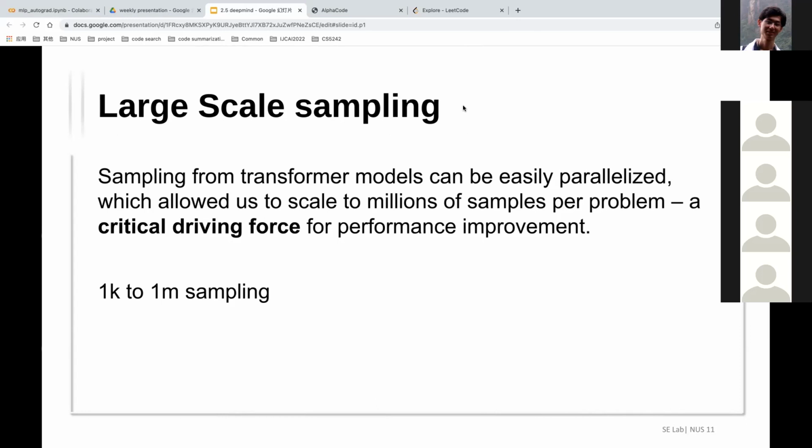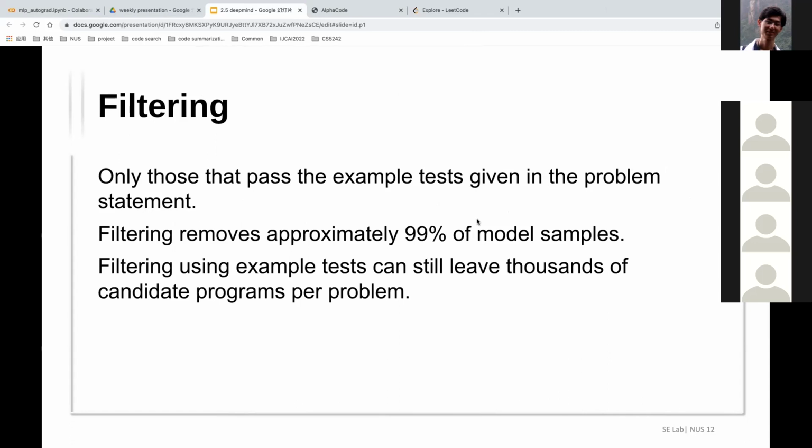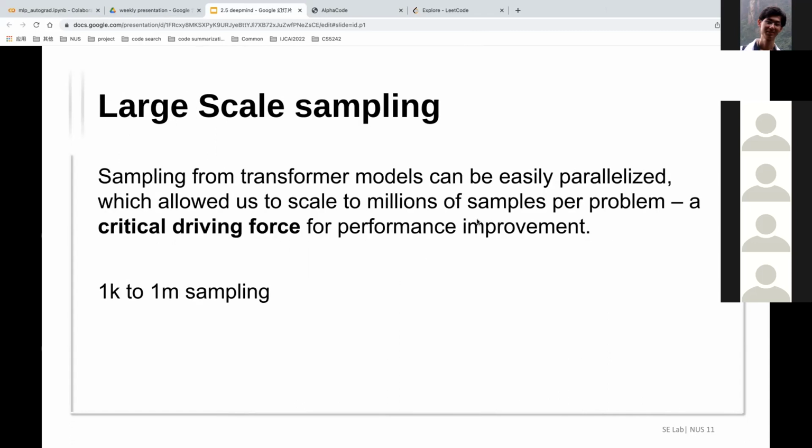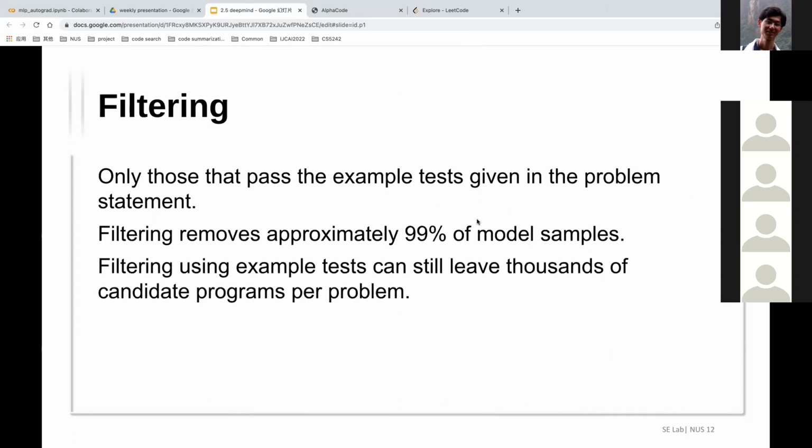But anyway, our idea is not on how to improve their training models, right? Let's keep it on. The 1,000 to 1 million sampling and filtering means that only those that pass the example tests given in the problem statement will be kept. That means we will remove most model samples because they can't pass the example tests. But it still leaves thousands of candidate programs.